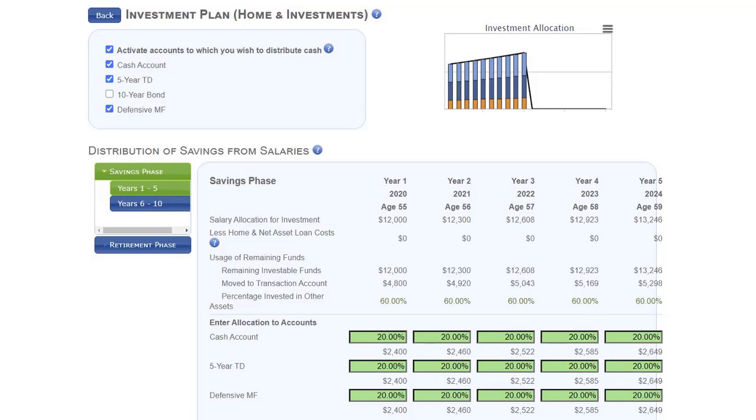The investment plan is used for quick allocation of salary savings to investments. Each of the accounts ticked have a 20% allocation from the salary savings. There is no allocation to the bond account. The remaining 40% is transferred to the transaction account.